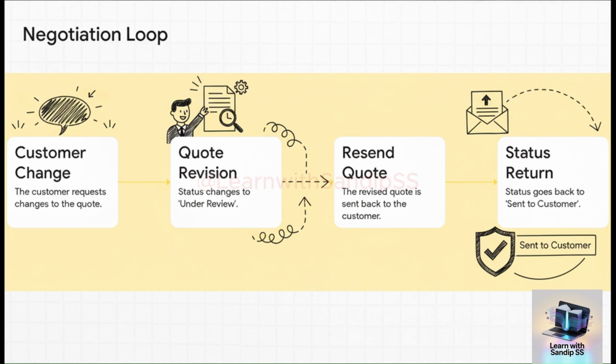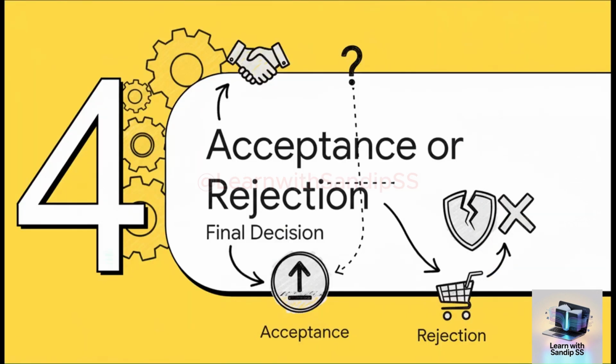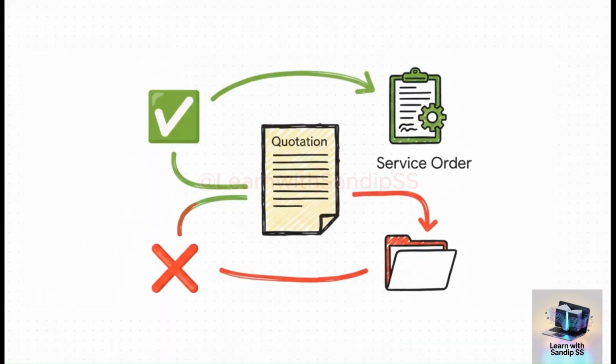What you get is this really clean, traceable loop, so there's never any confusion about which version is the latest one or whose court the ball is in. All right, after all the talk, after all the revisions, we finally get to the moment of truth. The customer has to make a call, and that decision leads us down one of two very different paths. This is where the road forks.